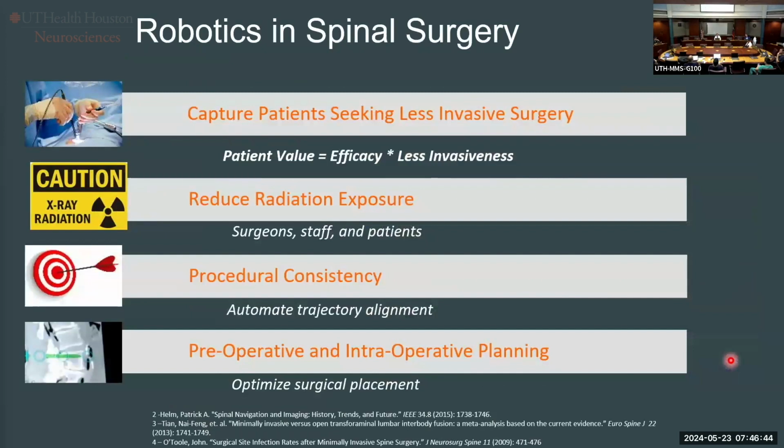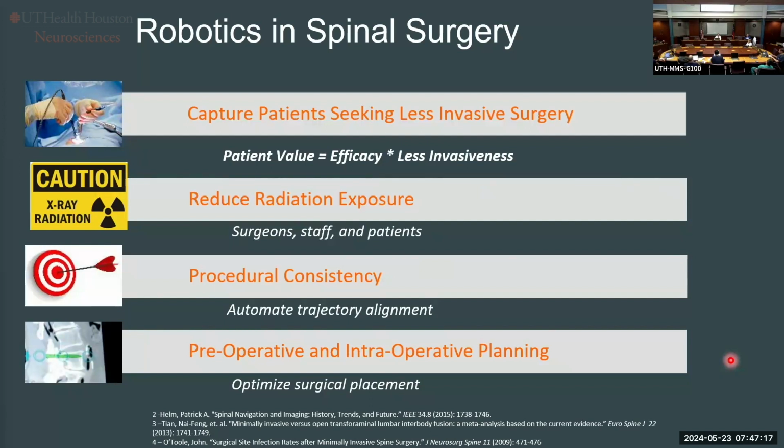So in introducing robotics in spinal surgery, what do we want from a robot? We want to capture those patients that are doing the same Google image searches that I was doing, people seeking out minimally invasive approaches for similar outcomes. We want to reduce radiation exposure to the surgeon and the patient, as well as all the OR staff that are in there getting zapped every day. We want consistency. We want something that is going to produce accurate results again and again, regardless of the type of patient, type of surgeon, level of fatigue, et cetera.